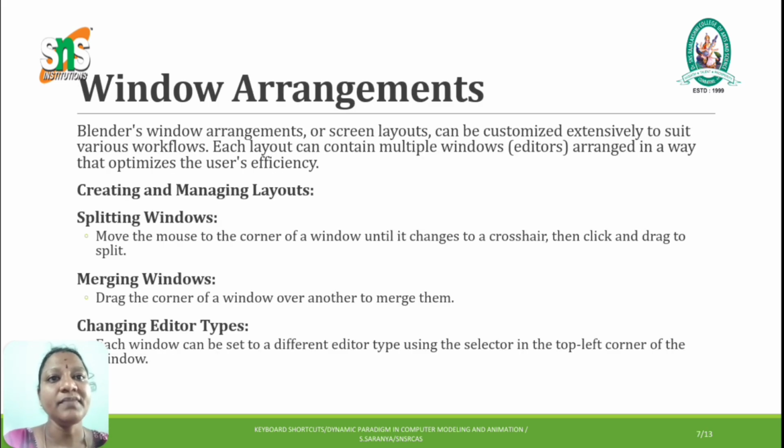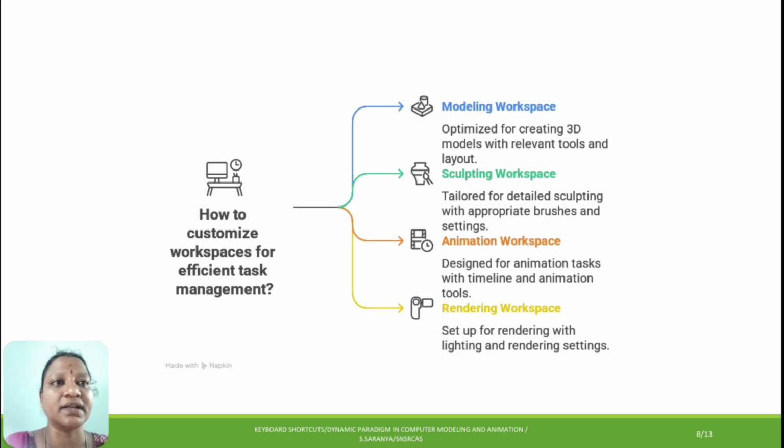Window arrangements. Blender workspace arrangements or screen layouts can be customized extensively to suit various workflows. Each layout contains multiple window editors arranged in a way that optimizes user efficiency. Creating and managing layouts. Splitting windows: move the mouse to the corner of the window until it changes to a crosshair, then click and drag to split. Merging windows: drag the corner of a window over another to merge them. Changing editor: each window can be set to a different editor using the selector.